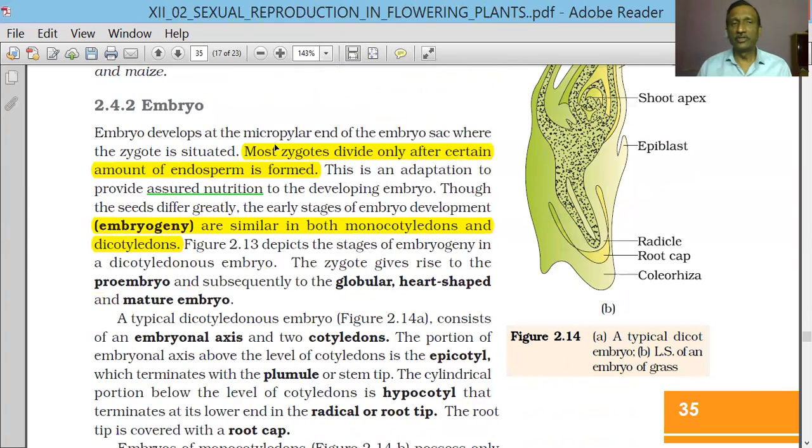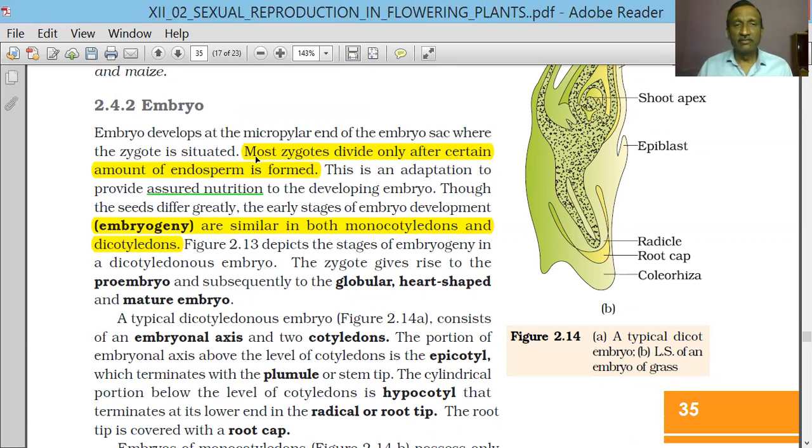Okay, now let's talk about the development of the embryo, that is embryogenesis. Okay, embryo development at the micropylar end. So why is it towards the micropylar end? Because we have studied that the micropyle is the part through which the pollen tube enters, and there are two synergids which are actually leading it to the egg cell. So the egg apparatus, as it is commonly known, and the synergids all lie towards the micropyle. So the embryo development is actually taking place at the micropylar end.